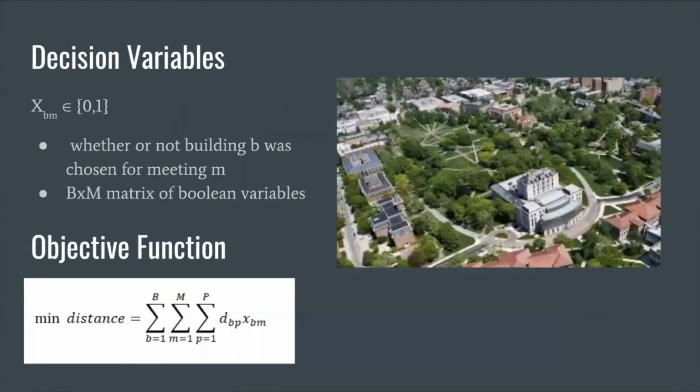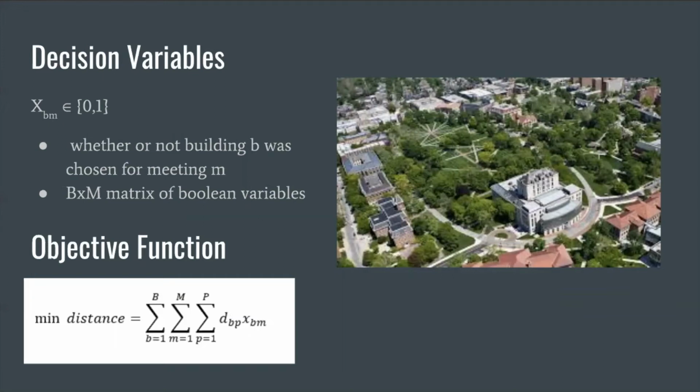So covering our decision variables, we looked at x of bm, and this is a binary decision variable. So this ended up being a b times m matrix of decision variables. And this indicates whether or not building B was chosen for meeting M.